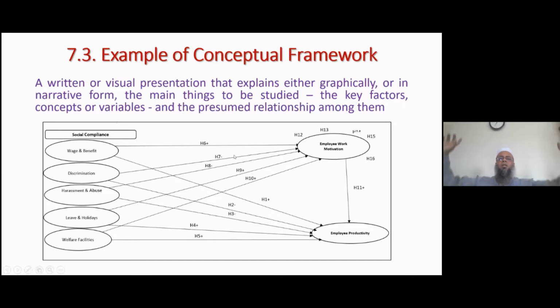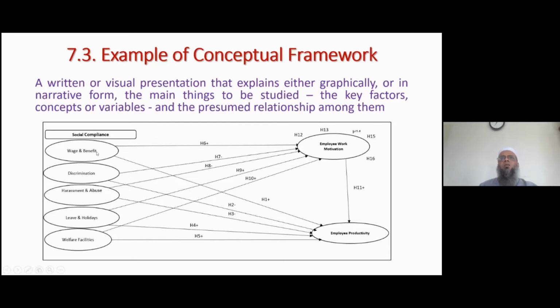The whole study is represented through the conceptual framework, and it comes from the concepts. Wages and benefits is a concept. Discrimination is a concept. In the case of quantitative research, we give an operational definition of our variables. So in our study, how do we define wages and benefits?